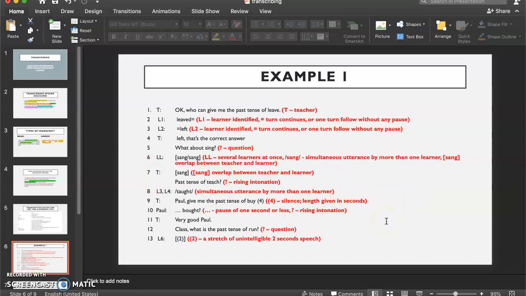All right, and then the symbols here, teacher, learners. L1 means able to identify the learner. Okay, LL means learners speaking at the same time. And then Paul, if you're able to identify who the learner is. All right. Okay, if you look at like this one, all right, teacher.